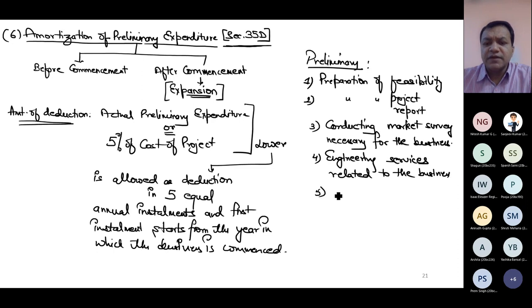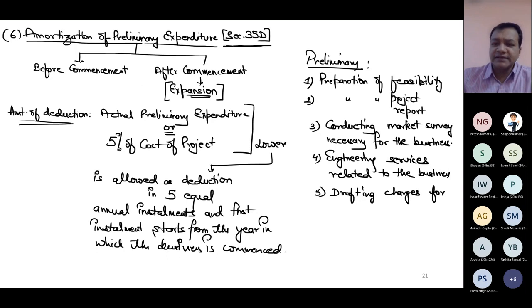And last one is drafting. Documents we will draft. So drafting charges for any document. You will do some contract, etc. for any document related to the business. That's it. These 5 you can learn.